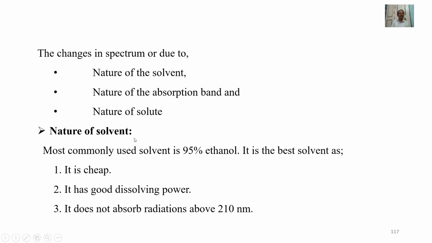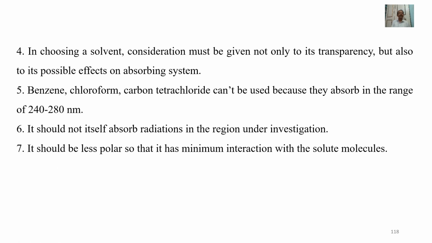Nature of solvent. Most commonly used solvent is 90% ethanol. It is the best solvent as it is very cheap. It has good dissolving power. It does not absorb radiations above 210 nanometers. In choosing a solvent, consideration must be given not only to its transparency but also to its possible effects on the absorbing system. Benzene, chloroform, carbon tetrachloride cannot be used because they absorb in the range 240 to 280 nanometer.